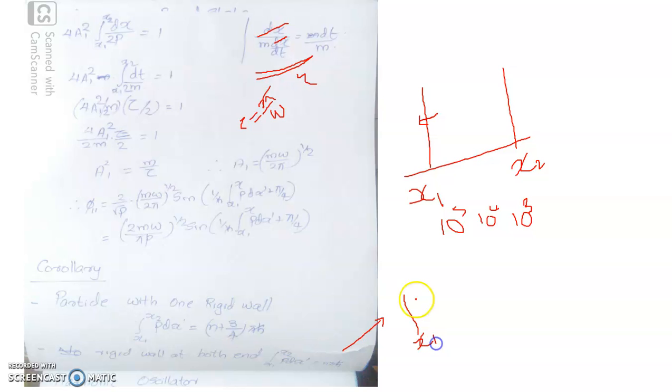integral x1 to x2. See, here I am not taking a closed integral. Integral x1 to x2 p dx prime is equal to n pi h cross. And suppose one of the walls is rigid and the other one is translucent, then you will have this equation modified as integral x1 to x2 p dx prime equal to (n plus 3/4) pi h cross. So these results are also usable under suitable experimental situations.